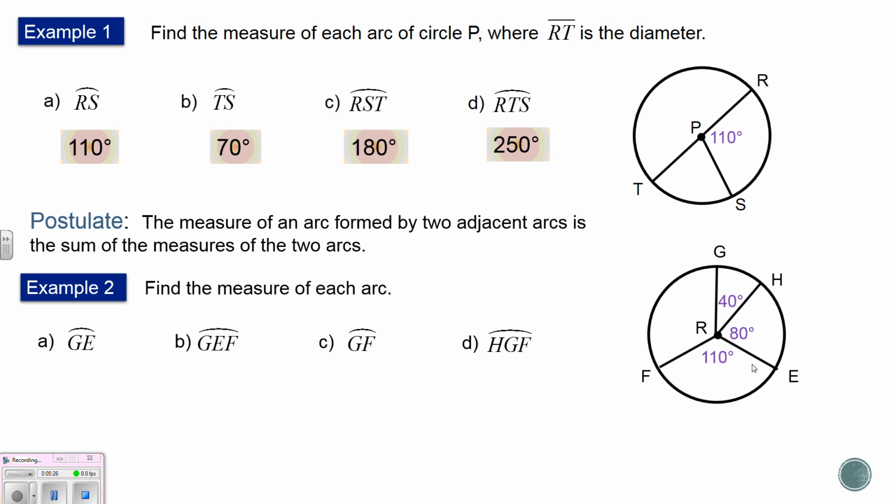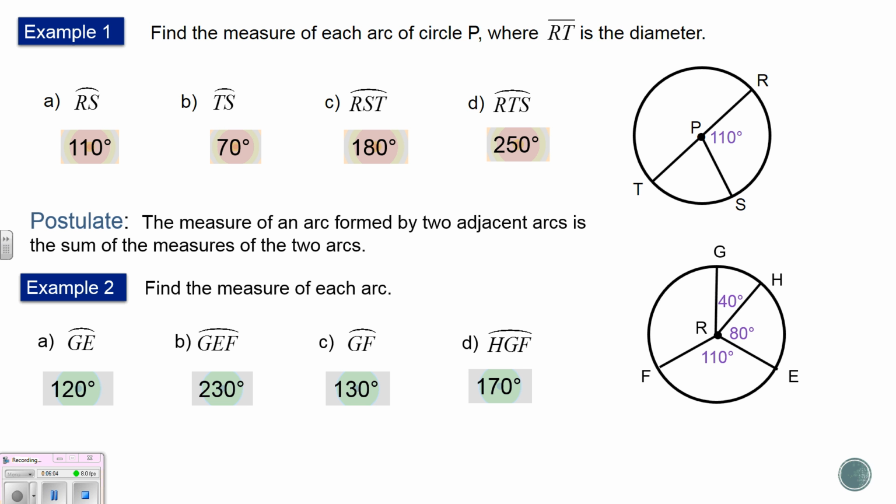So GE, I'm going to add 40 and 80. GEF, I'm going to add up all three of those. I get 230. GF is just this one. So I can be clever about this and do 360 minus the 230, and I get 130. So subtract all of that from 360. And then HGF, I can take this 130 and add 40 and get 170.